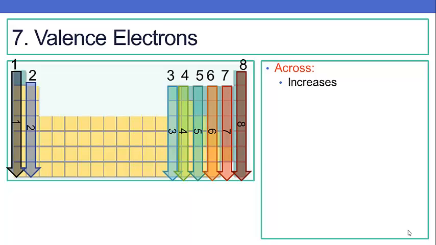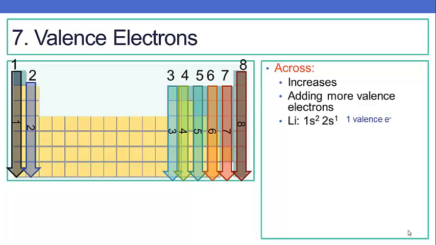So as you go across, you're getting more and more valence electrons because we're adding more electrons. So lithium, for example, is 1s2, 2s1, so that's 1 valence electron. And then right next to lithium, at atomic number 4, is beryllium, and this has 2s2, which means its valence shell has 2 valence electrons. And if we went over to boron, we would see 3 valence electrons, so on and so forth. So as we go across a row, we're getting more and more valence electrons.